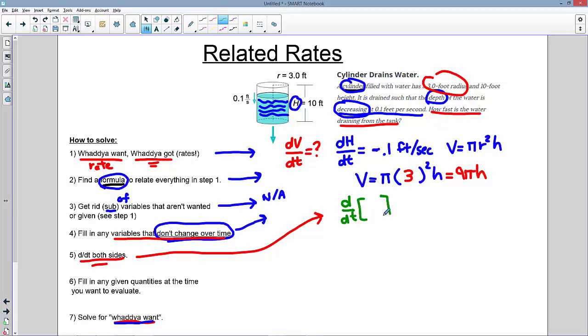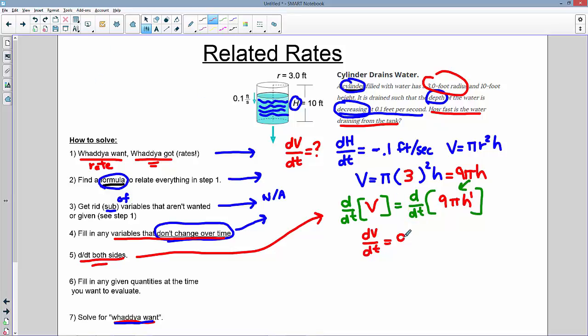Don't forget the left side of this formula is volume. And we're going to d/dt the right side, which is what we just found here, right? Okay? So it's V, and this is 9 pi h. And when we do that, we get dV/dt, that's the change in volume with respect to time, equals 9 pi, this is h to the first, so it's 1 h to the 0, but don't forget implicit differentiation, the chain rule, when we have variables that don't match with the respect to.